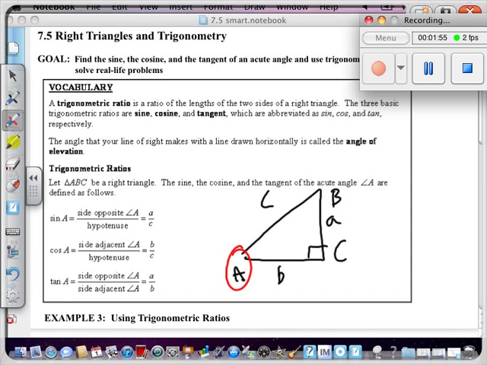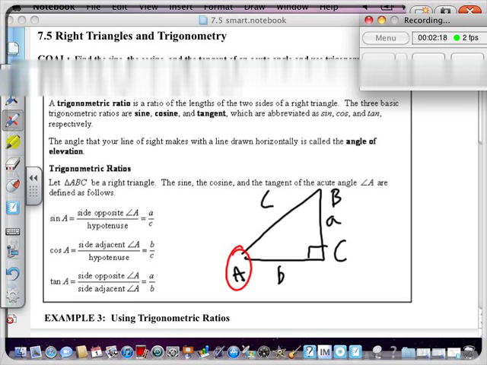So sine is always opposite over hypotenuse, a over c. Cosine of A would be adjacent, so we get b, over the hypotenuse c. And then tangent is opposite over adjacent, so opposite would be little a over adjacent b. And we're going to talk about it using our other triangles.